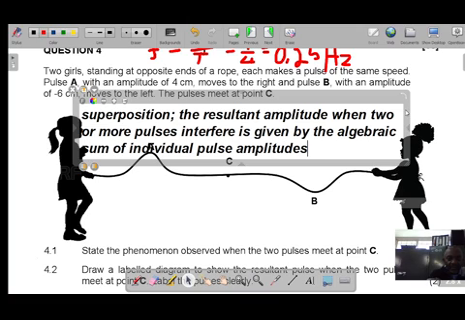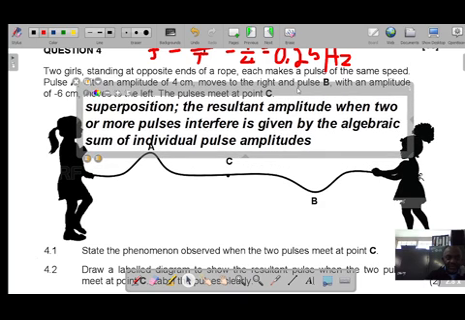We're saying that the principle is called superposition, stating that the resultant amplitude when two or more pulses interfere is given by the algebraic sum of the individual pulse amplitudes. Hope we are together. Let us proceed.